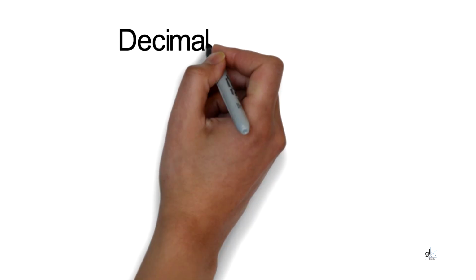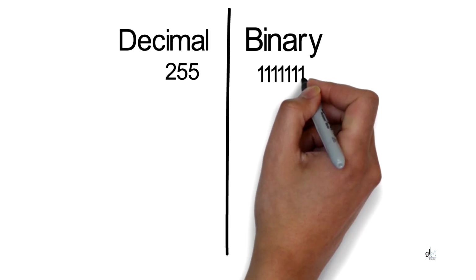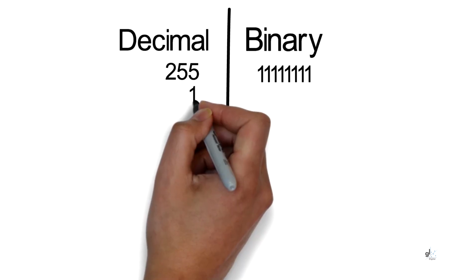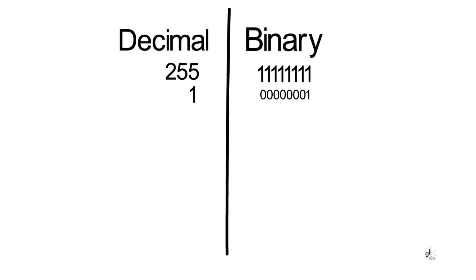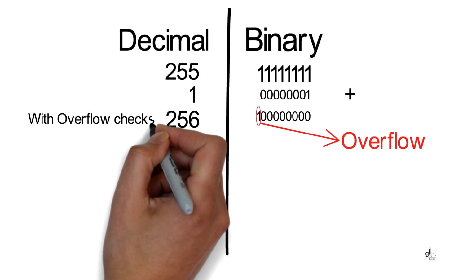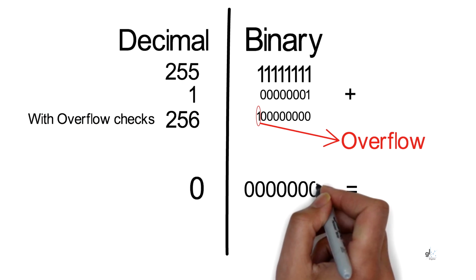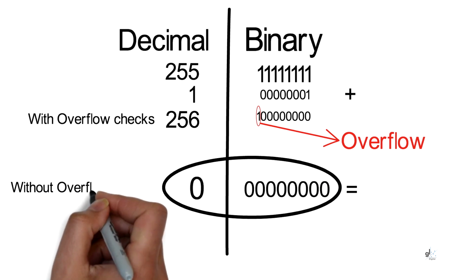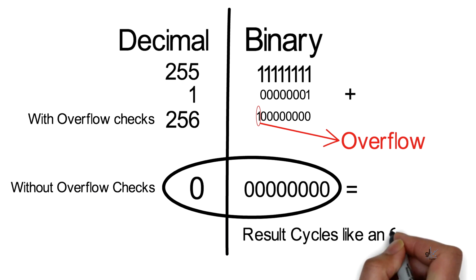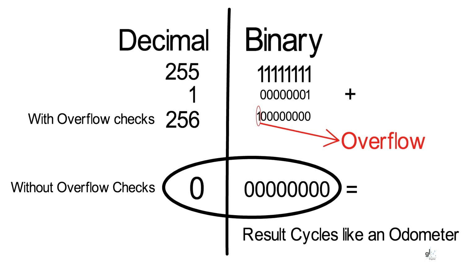anyway. To understand what is happening, let's look at our values at the binary level. The first operand is a value of 255, which is represented in binary like this. The second operand is a value of 1, which is represented in binary like this. So when the second operand is added to the first operand, instead of overflowing, because 256 in binary requires 9 bits for its representation and the byte data type is limited to 8 bits of data, the result cycles like an odometer.